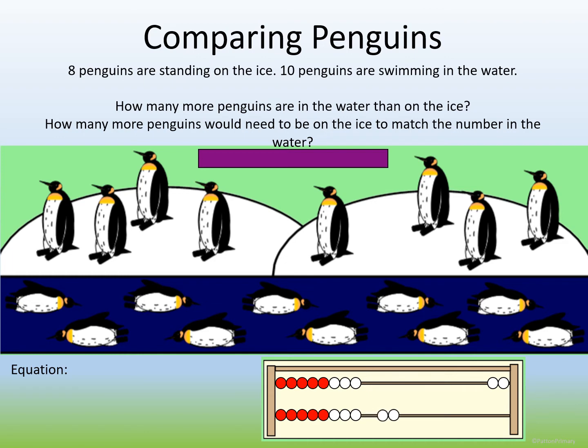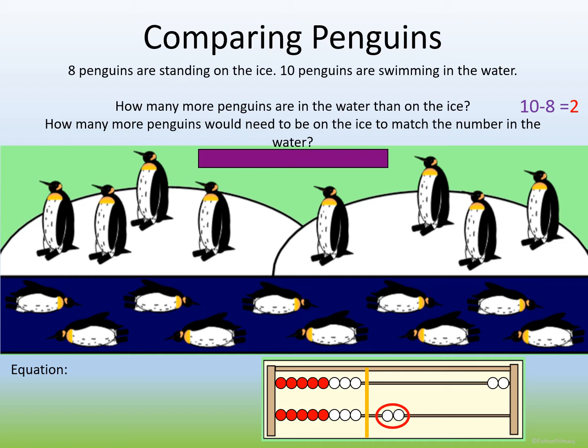Well, I could just match up my abacus so that there's 8 on top and 8 on bottom. And doing so, I push 2 over to the left. So the answer would be 2. Or, if I didn't have an abacus, I would take the number 10 and subtract 8. 10 minus 8 equals 2.